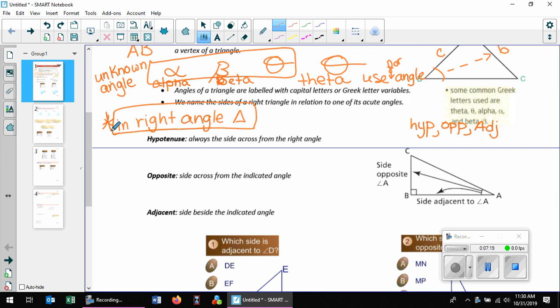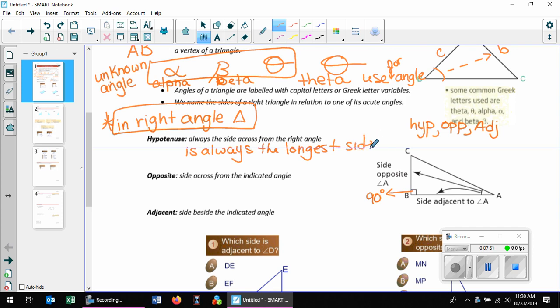And does everybody know that the box represents 90 degrees? Yeah. Okay. I'm just making sure. So the hypotenuse is always across from the right angle, and the hypotenuse is always the longest side. You guys remember this? We've had to know this for the Pythagorean theorem.